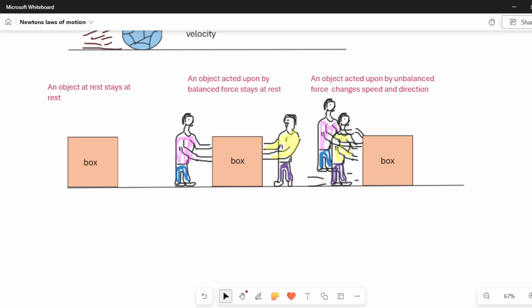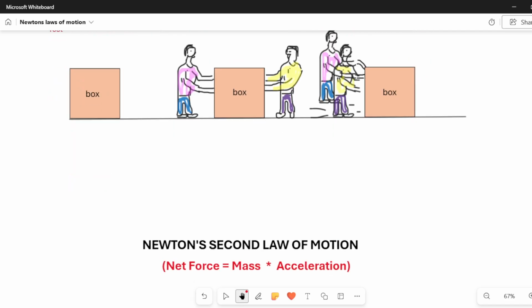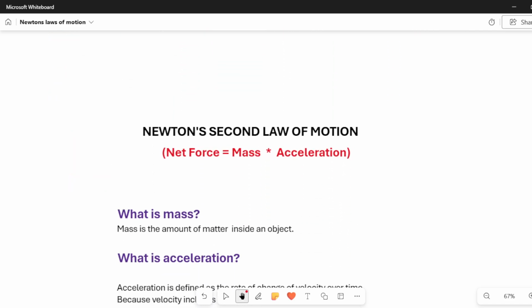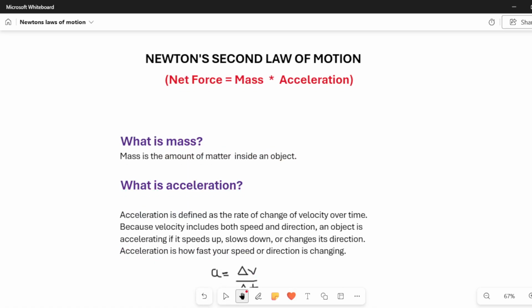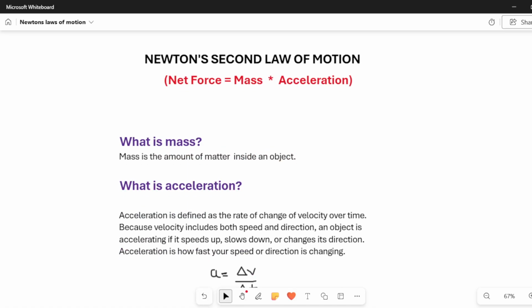Now that you have understood Newton's first law of motion, let us get into Newton's second law of motion. So this is what your Newton's second law of motion is. Newton's second law of motion states the net force is equal to mass times acceleration. So what is being told in Newton's second law of motion?